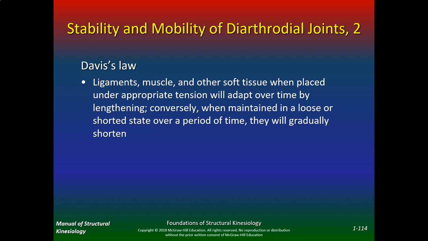Okay, so Davis's law applies to soft tissue. Wolff's law applies to the bone. The more you stress a bone, it's going to lay down more bone. Davis's law is soft tissue only, ligaments and muscle. And most of our musculoskeletal issues are soft tissue issues.